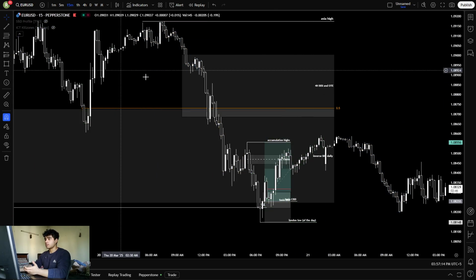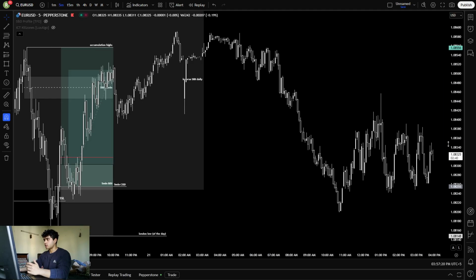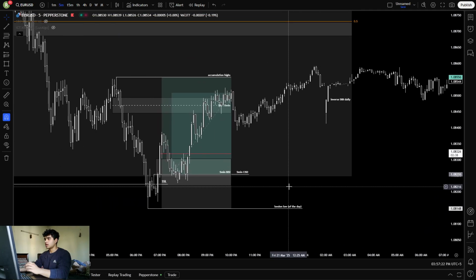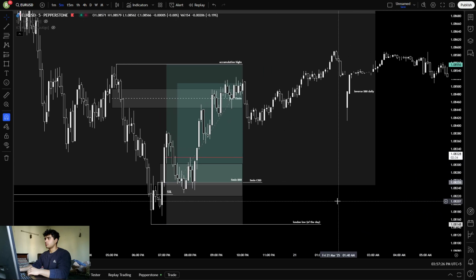So that's what I'm saying, taking time into consideration, sessions, and all of these things into consideration, along with your bias and along with the other technical analysis things. So yeah, this was the trade. Perfect trade, perfect execution.